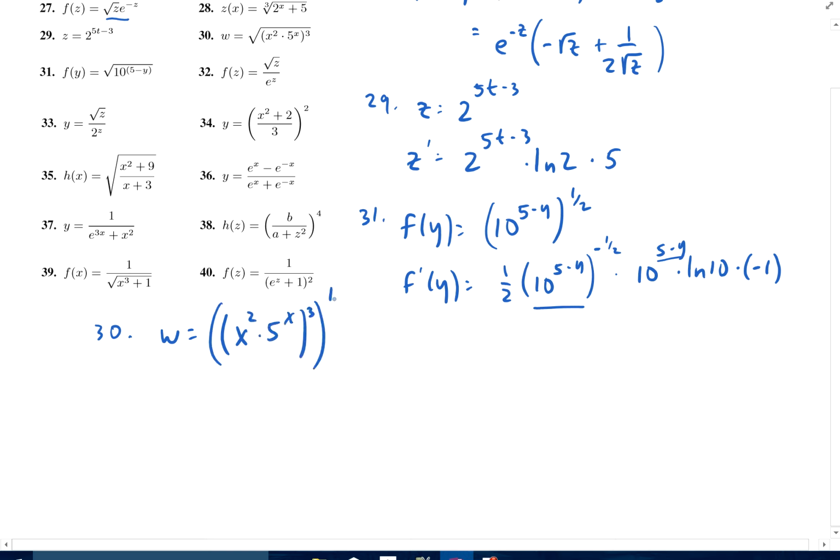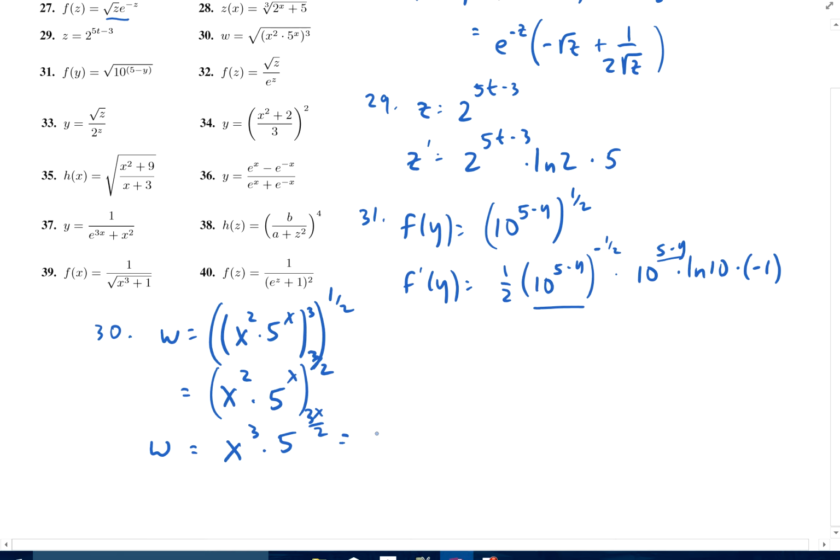to the 1 half power. How about that? Holy smokes, this looks terrible. But if we simplify this, we can write x squared times 5 to the x to the 3 halves power. Okay. Now with that, I'm going to go ahead and rewrite this, I can take a power raised to a power, as x cubed times 5 to the 3x over 2. In this case, it's a whole lot easier if you go ahead and simplify it first.